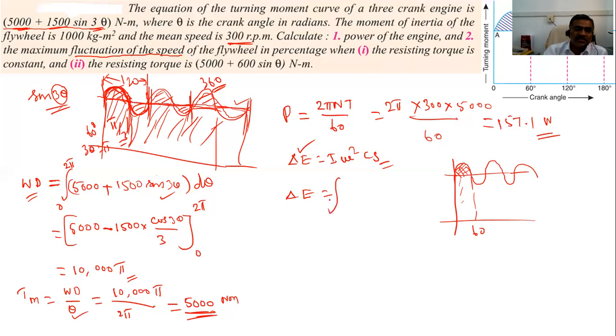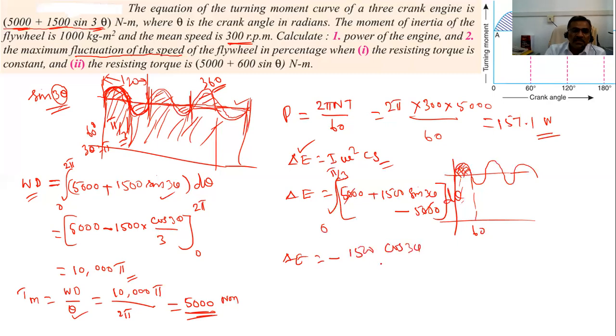So integrate 5000 plus 1500 sine 3 theta minus T mean. That is 500. You apply the limit. What is the limit? Into d theta, 0 to pi by 3, that is 60 degree. If you cancel these two, you will get delta E is equal to minus 1500 cos 3 theta by 3.